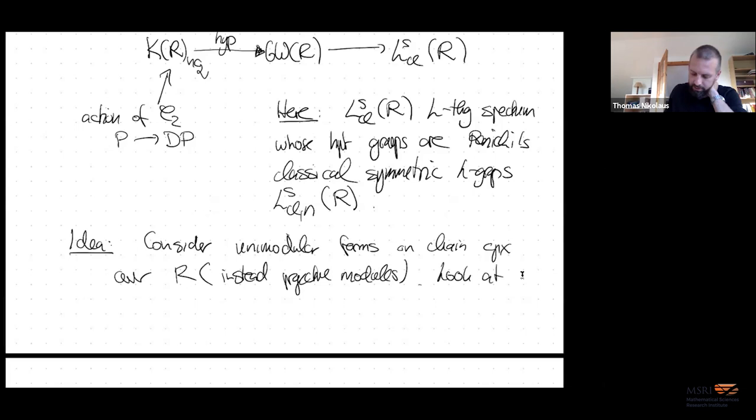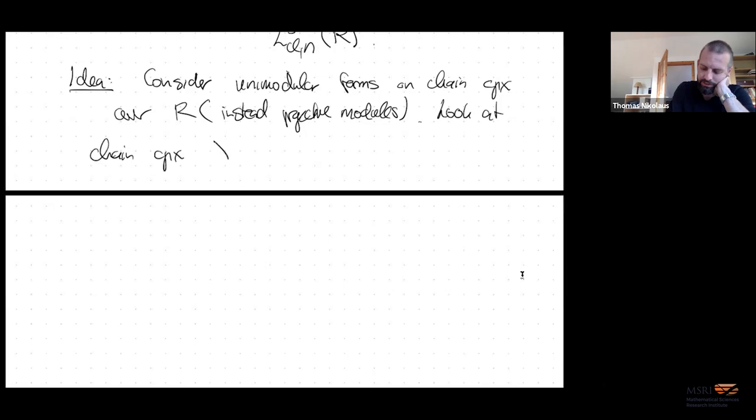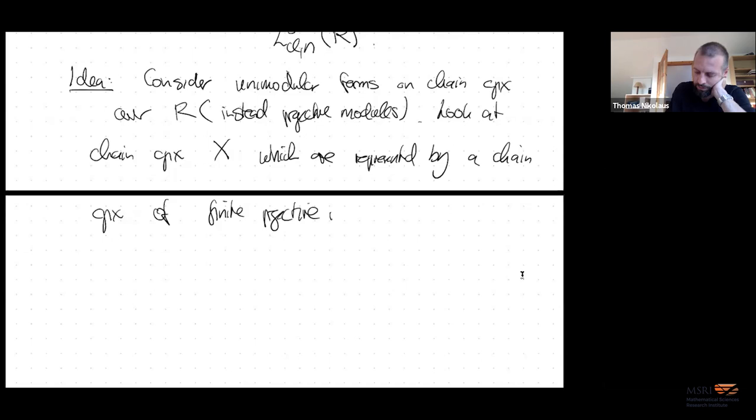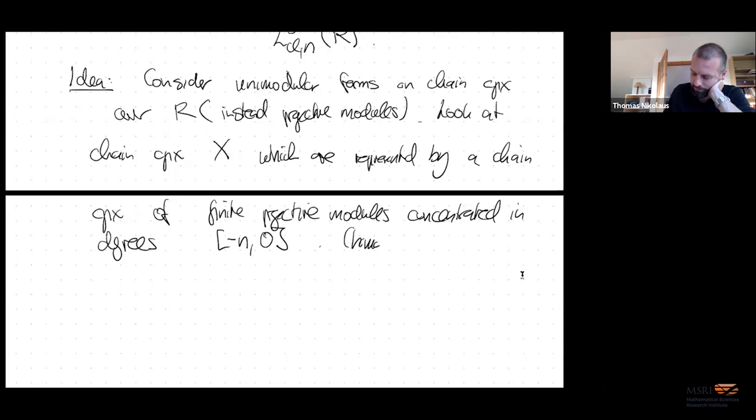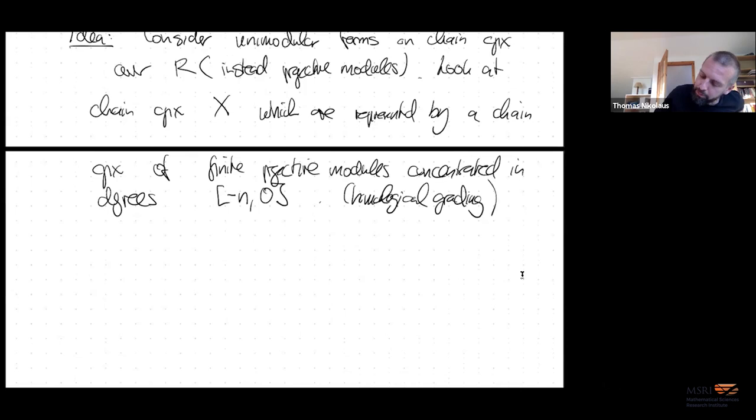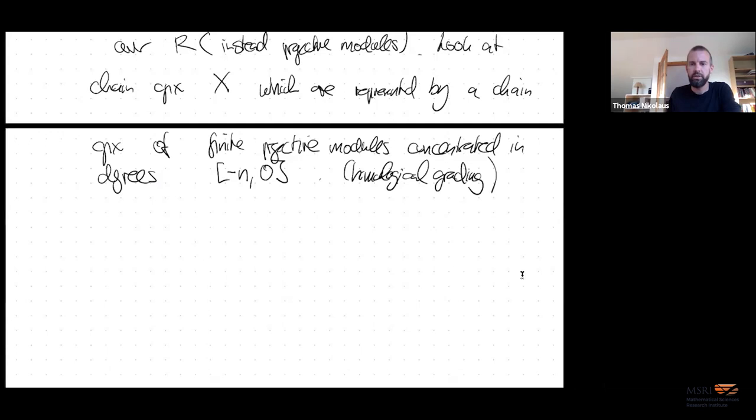chain complexes X which are quasi-isomorphic or represented by a chain complex of finite projective modules concentrated in degrees minus n to zero. And this is homological grading, right? So I'm just saying it's supposed to be zero outside of that range. And I could say that a little bit more invariantly: it's a perfect complex with Tor amplitude in minus n, zero.